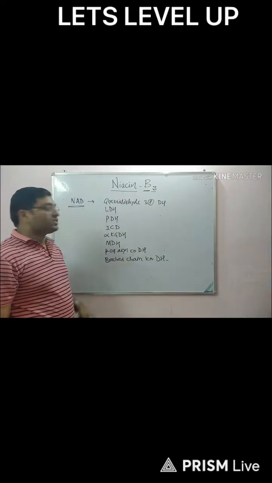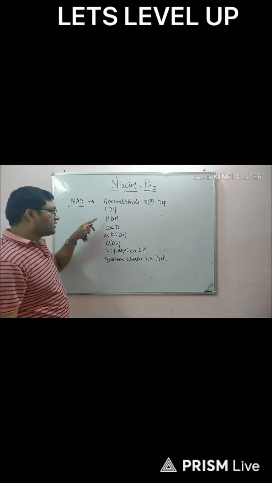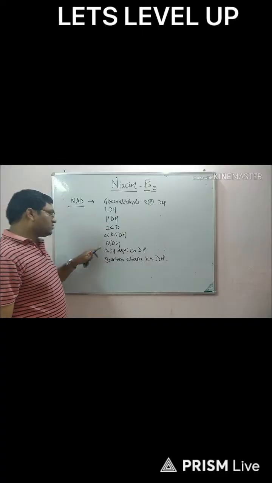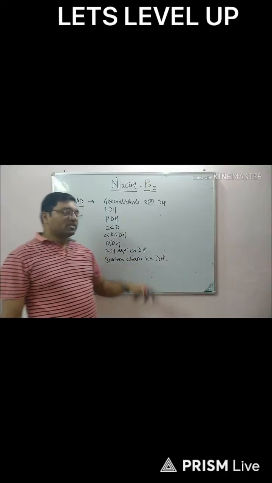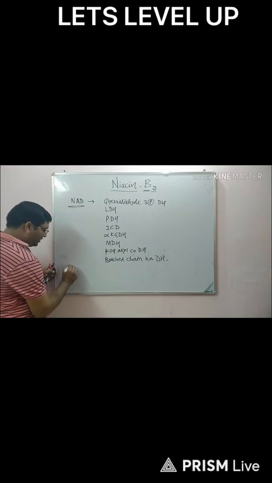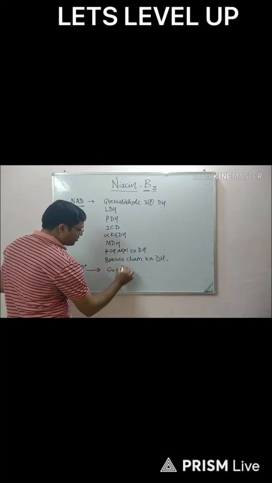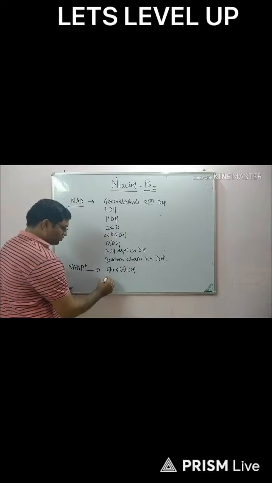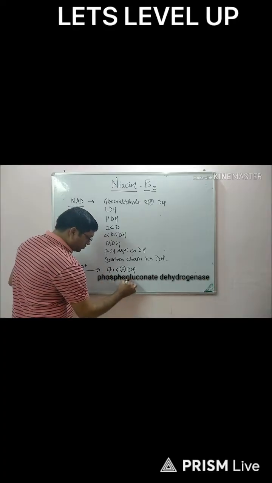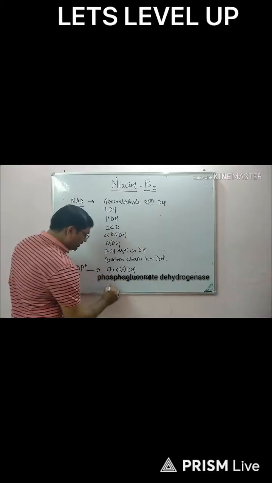These are the important enzymes which require NAD as a coenzyme: glyceraldehyde 3-phosphate dehydrogenase, lactate dehydrogenase, pyruvate dehydrogenase, isocitrate dehydrogenase, alpha ketoglutarate dehydrogenase, malate dehydrogenase, beta hydroxy acyl CoA dehydrogenase, and branched chain keto acid dehydrogenase. NADP acts as a coenzyme for glucose 6-phosphate dehydrogenase. This one is the important enzyme. Then gluconolactone dehydrogenase. Then it is also required for malic enzyme.